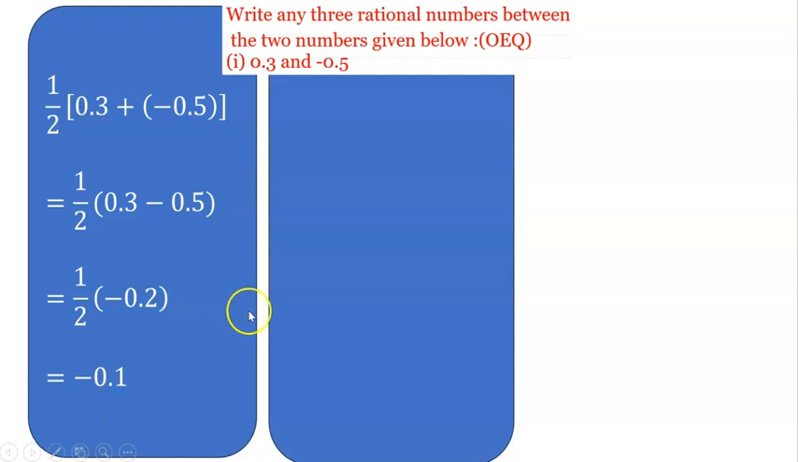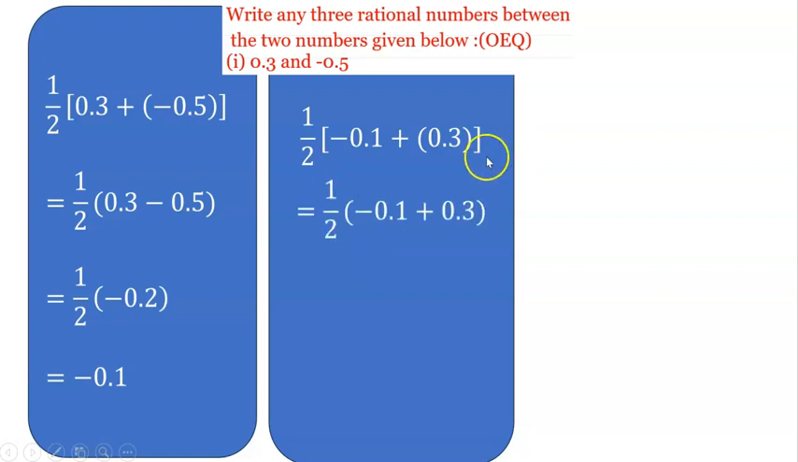Now next, the number between minus 0.1 and 0.3. First we will find the average of these two numbers. That is 1 upon 2 into minus 0.1 plus 0.3. Their sum, minus 0.1 and plus 0.3, means what? 0.2. Then you will get here 0.1.